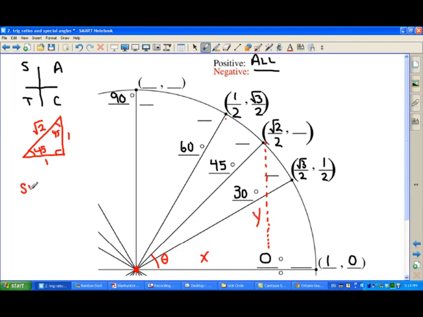We can find the sine of 45 degrees to find the y value. And looking at our special triangle, the sine of 45 is 1 over √2. Again, we need to rationalize. So the sine of 45 degrees is √2 over 2.